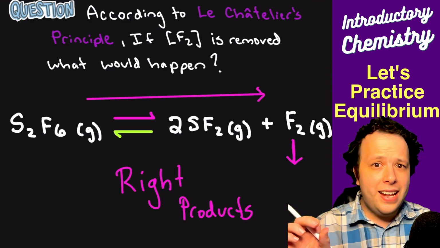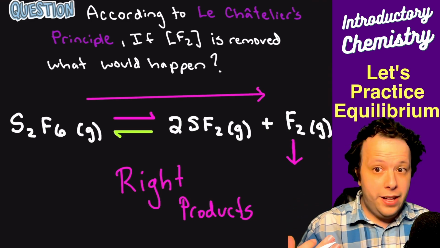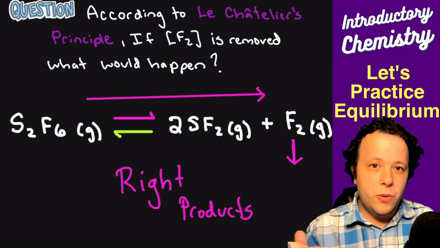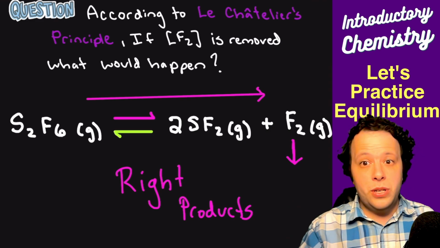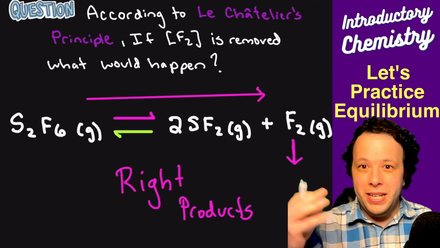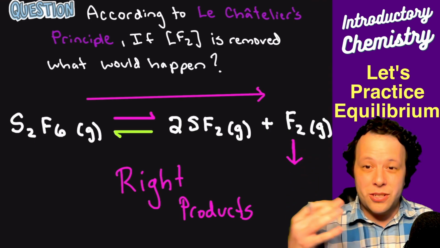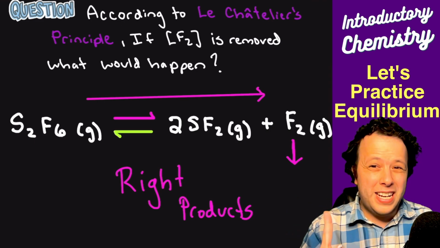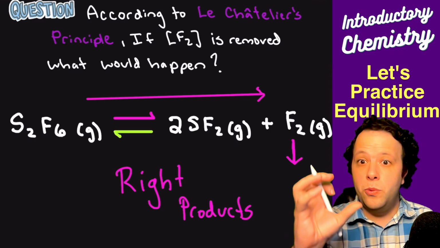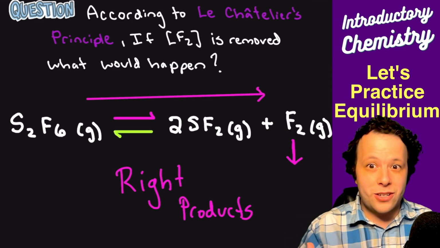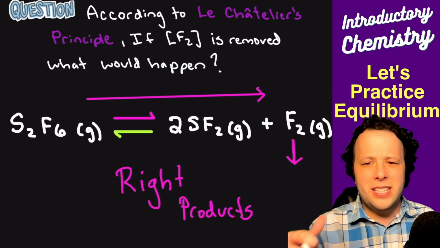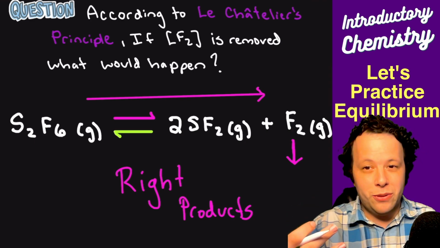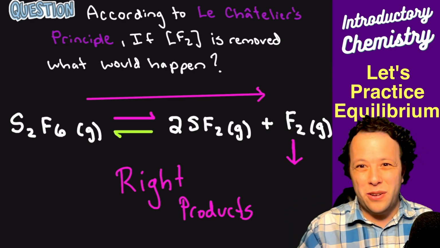You can also analyze what would happen to the other species. Another common question is, what would happen to the SF2 concentration? Being that fluorine went down, afterwards SF2 would go up. In terms of S2F6, that one would decrease because more reactants are turning into products. So it depends on how the problem is worded. You've got to think, what would happen after equilibrium is re-achieved after the problem?